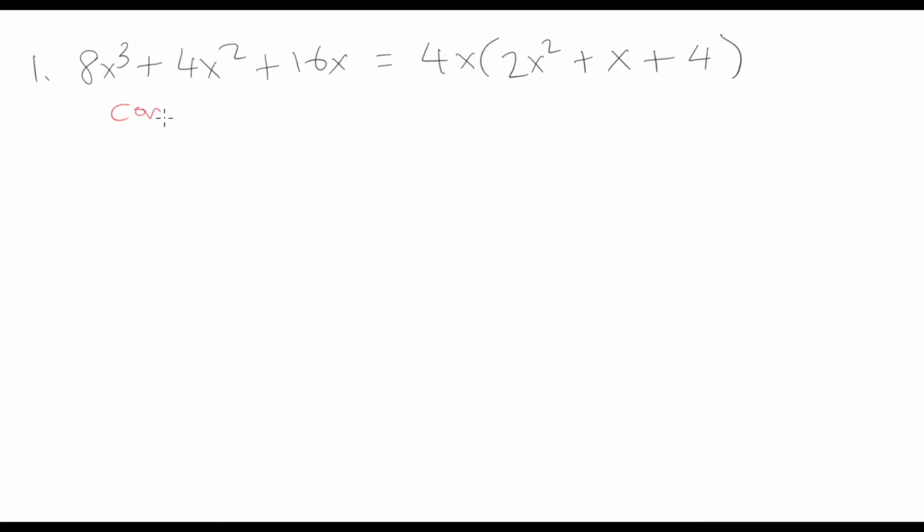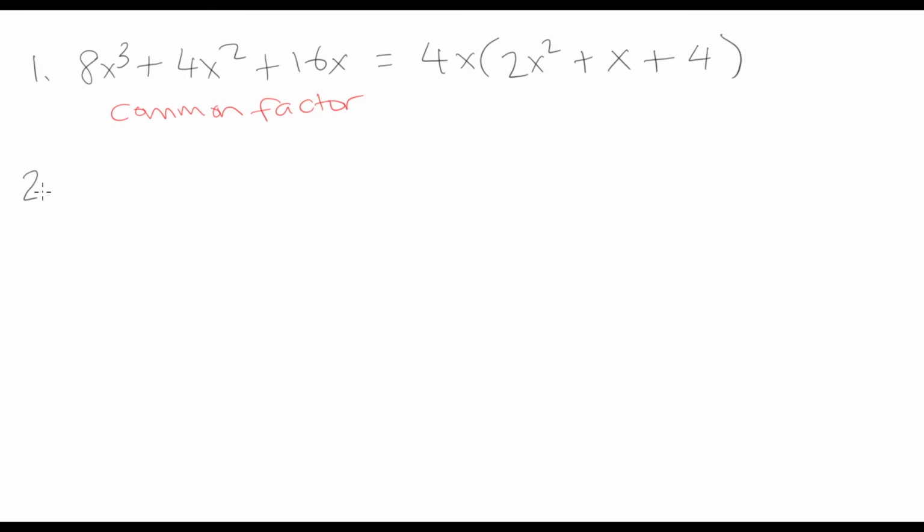So the example that we had was if we have 8x cubed plus 4x squared plus 16x, we can take out the common factor of 4x in here, and we're going to be left with 2x squared plus x plus 4. So in this example, we were able to find a common factor. And that's generally going to be your first approach.